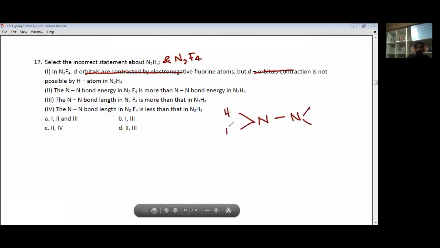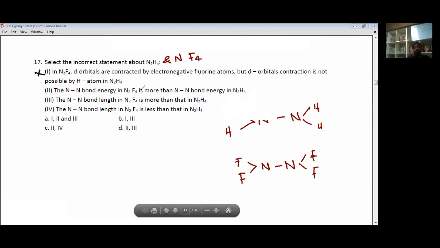This is N2H4 and this is the molecule N2F4. Okay, where nitrogen has no d orbital, fluorine also has no d orbital, hydrogen also has no d orbital. So there is no d orbital, there is no significance of the idea of d orbital in both. Okay, so since there is no d orbital for nitrogen, fluorine, and hydrogen, the 3 elements involved in these molecules, there is no significance for this one, which means this one is wrong.